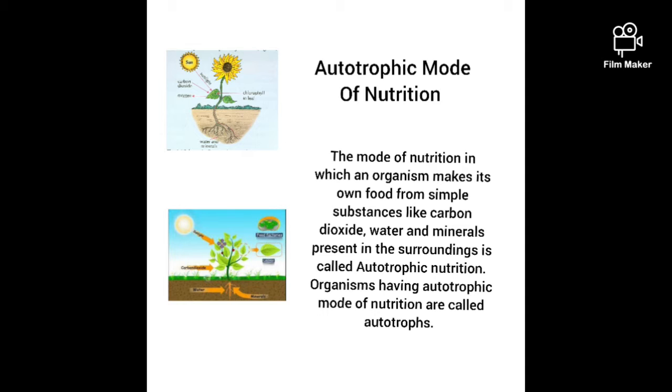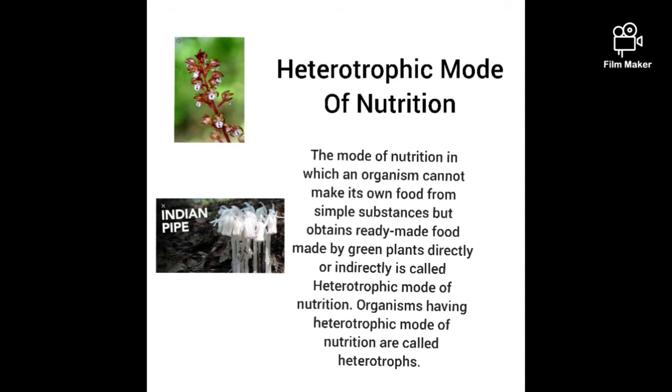The mode of nutrition in which an organism makes its own food from simple substances like carbon dioxide, water, and minerals present in the surroundings is called autotrophic nutrition. Organisms having autotrophic mode of nutrition are called autotrophs. All the green plants and some bacteria prepare their own food by autotrophic mode of nutrition. Thus, they are autotrophs.